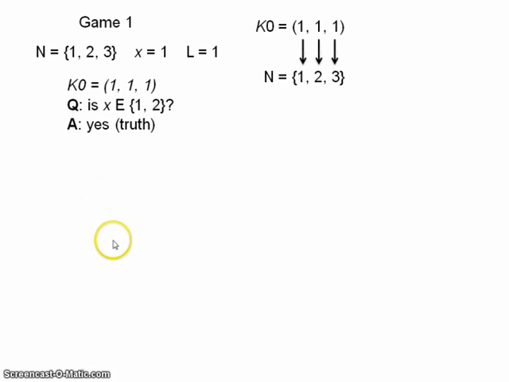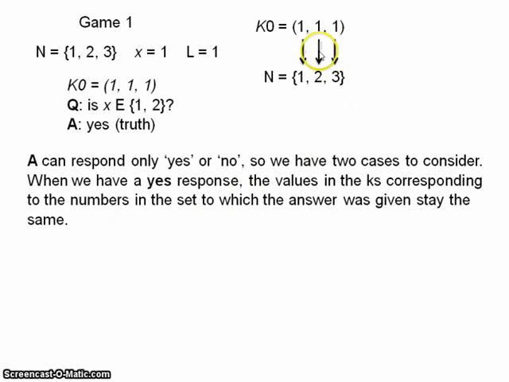Right, so here's what we do. We take our knowledge state, 1, 1, 1, and remember that each entry in here corresponds to a number. So when we have a yes response, the values corresponding to the numbers in the set to which the answer was given stay the same. So in this case, we had a yes response to the set {1, 2}. So our first two entries in the knowledge state stay the same, so they stay at 1, 1.